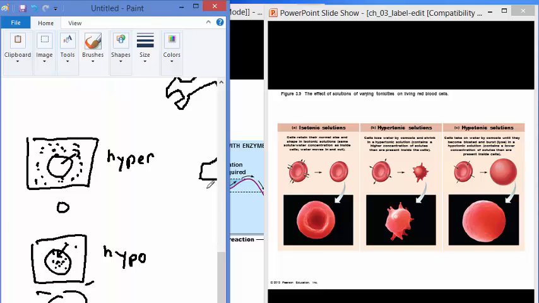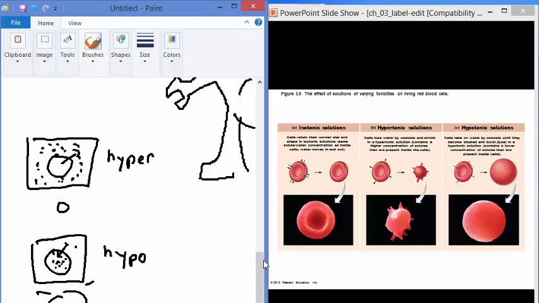An isotonic solution means you have the same amount of solutes in the cell as you have outside. So you have no net movement. You've got 1, 1, this is iso. It will stay the same. So make sure you know, if it asks what would happen to a cell in a hypertonic solution, it would shrink. What happens to a cell in a hypotonic solution? It would swell. Isotonic, it will stay the same.